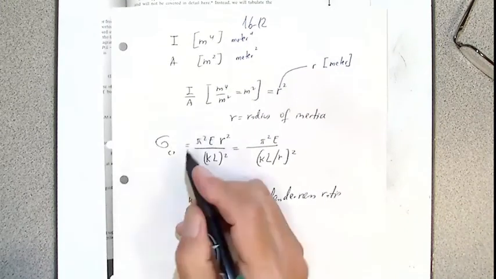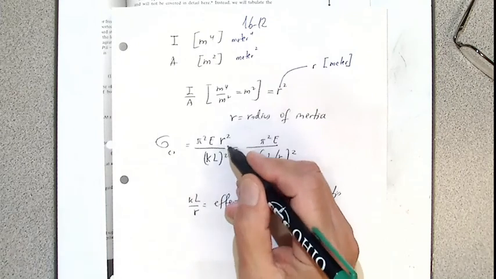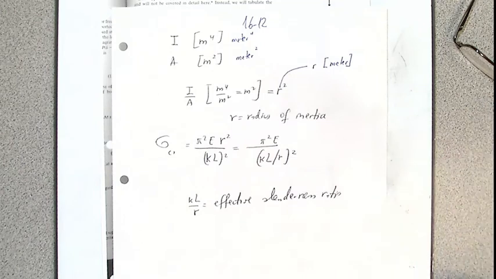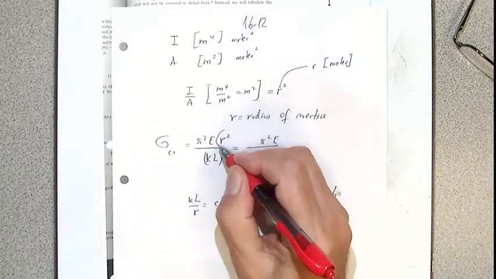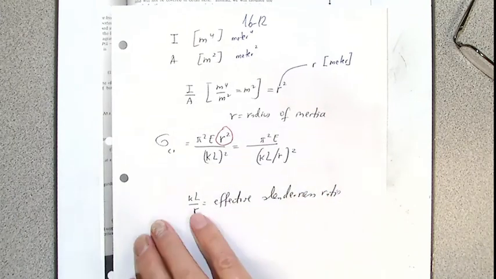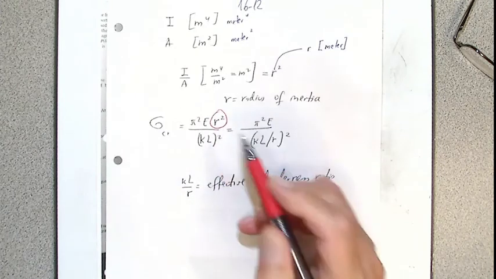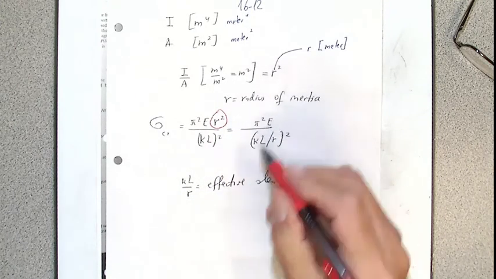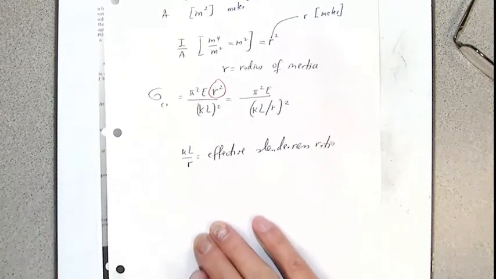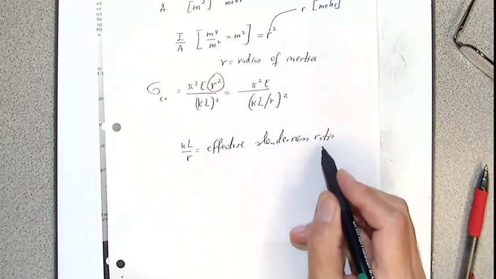Okay, then sigma critical equals pi squared E times I over A, is it right? So it will be this r squared, okay? And divided by KL squared. Because this guy is squared and this guy is squared, we can put this down here. We will get pi squared E over (KL over r) squared. Okay? So this is called effective slenderness ratio.